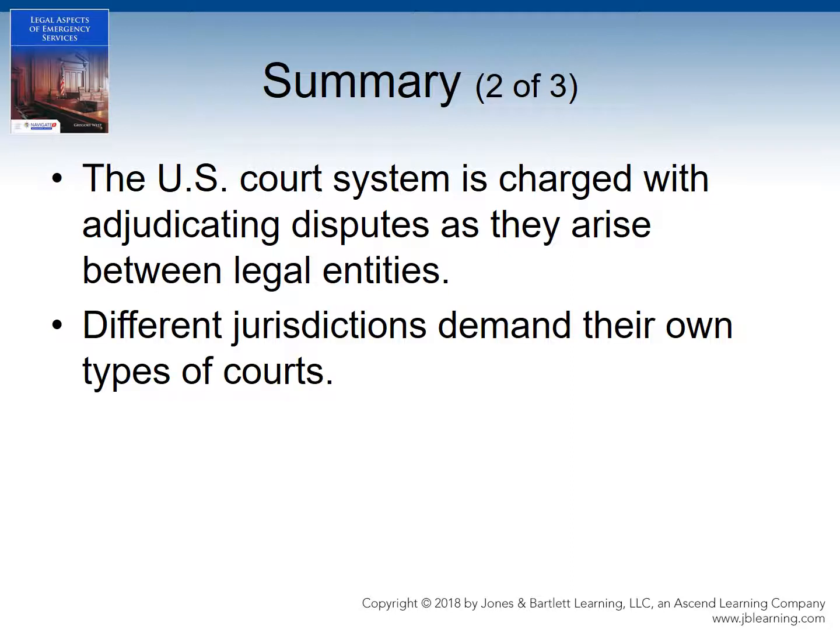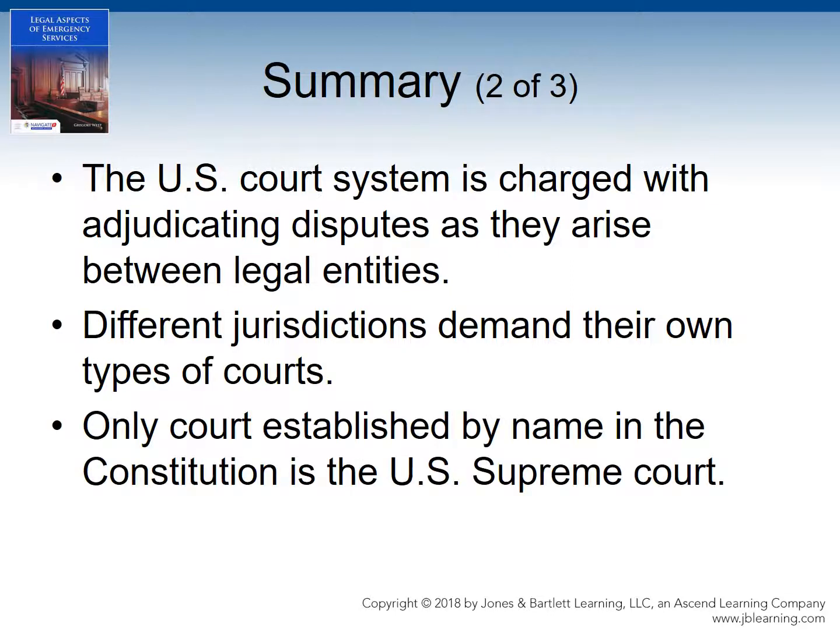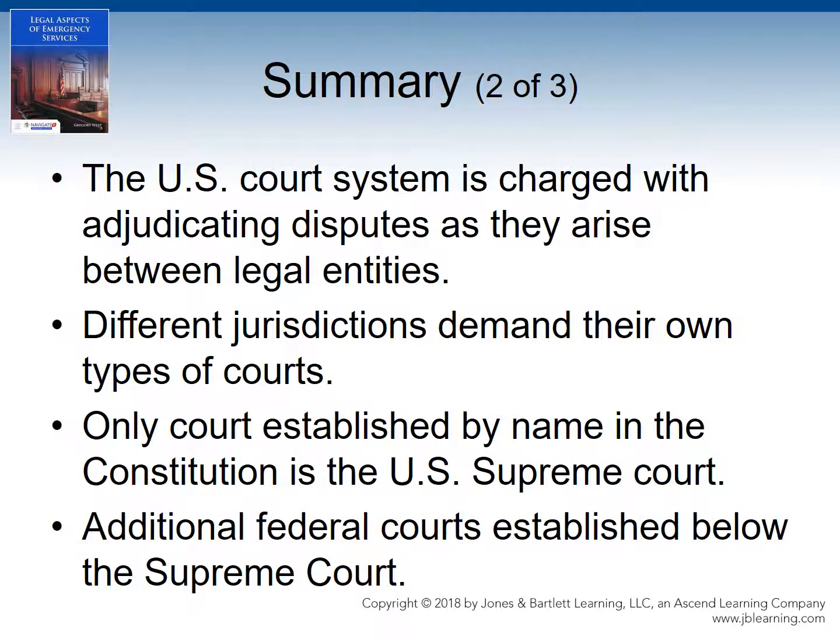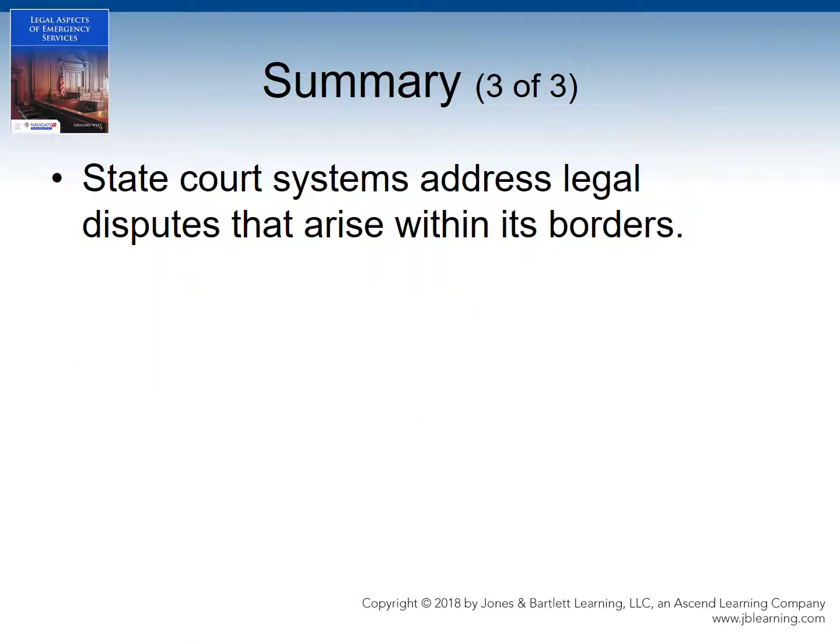There are different jurisdictions that necessitate different types of courts, whether that is based upon the level of government involved, a specific geographical region, or the subject matter of the dispute. The only court actually established by name in the Constitution is the United States Supreme Court. Additional federal courts are established below the Supreme Court by Congress. There are also state court systems designed to address legal disputes that arise within the borders of those various states.